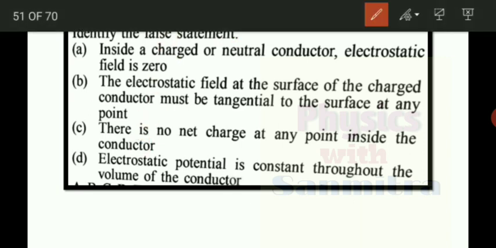Now, let's see. First point: inside a charged or neutral conductor, the electrostatic field is 0. And yes, that is true. I have already made a video on this, you can watch it. And the electrostatic field at the surface of the charged conductor must be tangential to the surface at any point. Okay, let's keep it on hold. Let's look at the other options. There is no net charge at any point inside the conductor. Yes, that is true, because the charge tends to come out towards the surface. So there is no net charge.